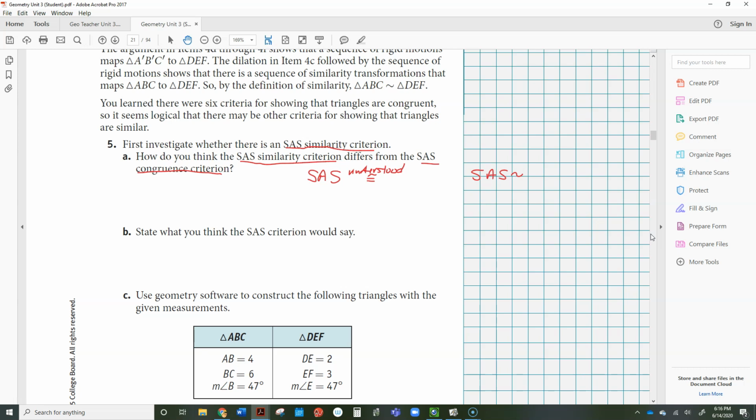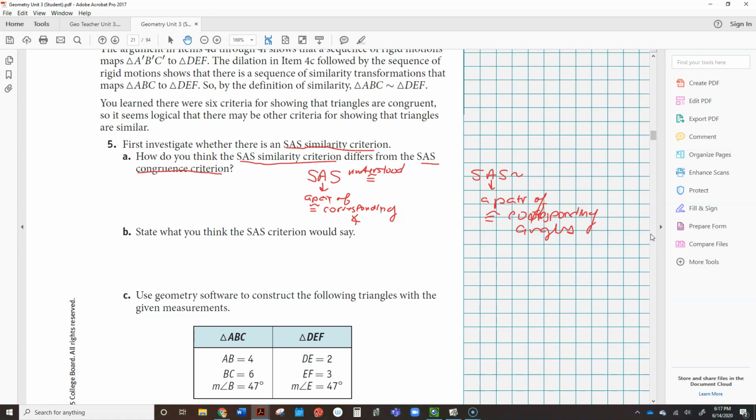Okay, what's the difference between these two? Nothing in terms of the angles. The A still stands for a pair of congruent corresponding angles. That's what it stands for. And same thing over here, a pair of congruent corresponding angles.